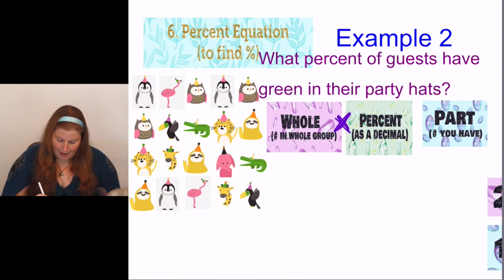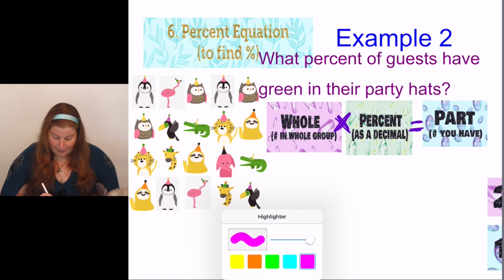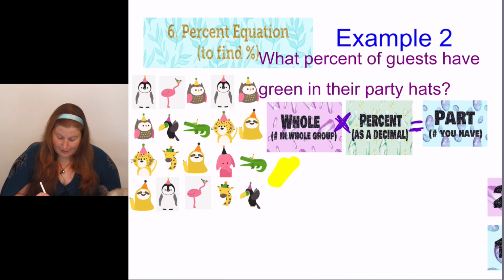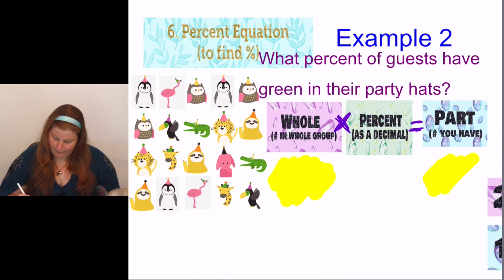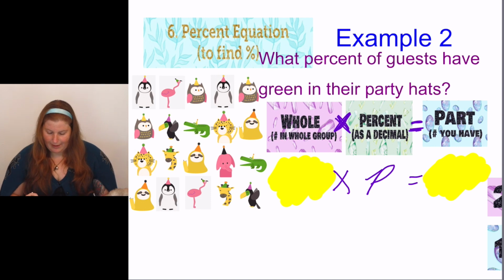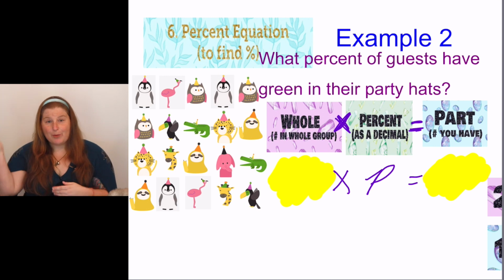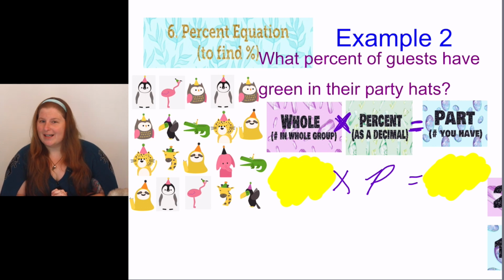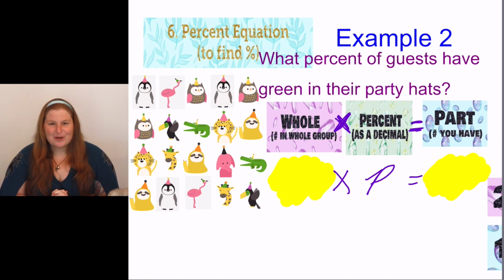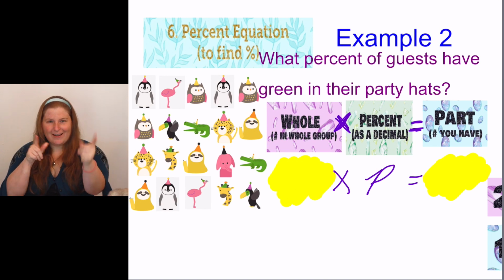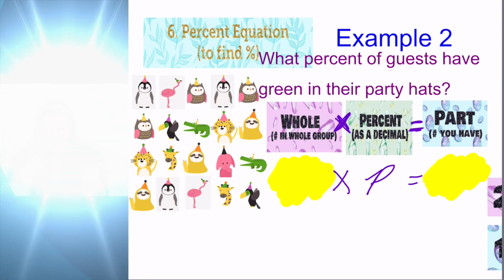Whole group times percent is equal to the part. Then your next step is, on your own, to fill in the parts that you can solve for, right here and right here. You have your variable of percent in the middle. And then you're going to use what you know about performing the same operation to both sides of the equation in order to isolate your variable and then turn that decimal into a percent. I look forward to seeing your work. Go ahead and hit the pause button. Come back when you're ready to check your answers.